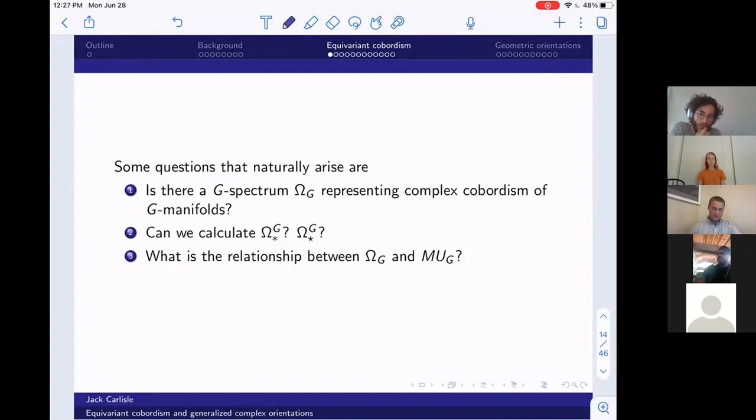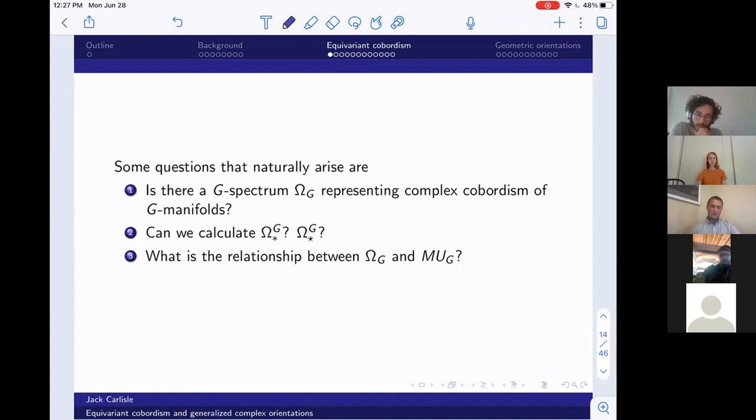The first one is: is there some G spectrum, call it omega G, representing the complex cobordism of G manifolds? This is precisely the question we were just discussing. Now, if there really is a G spectrum representing complex cobordism of G manifolds, can we calculate its coefficient ring? Or can we even calculate its RO(G)-graded coefficient ring?